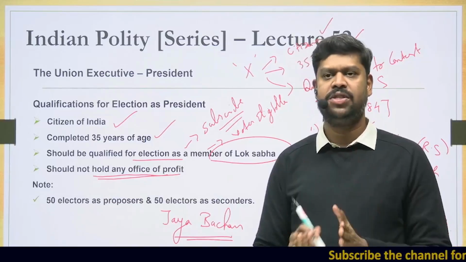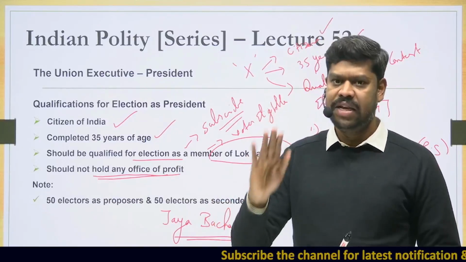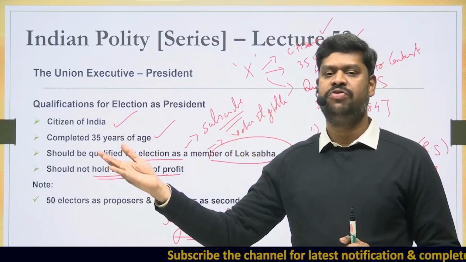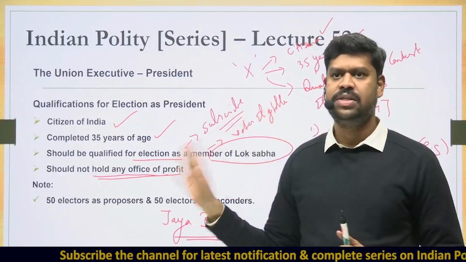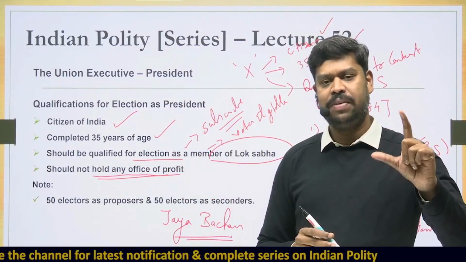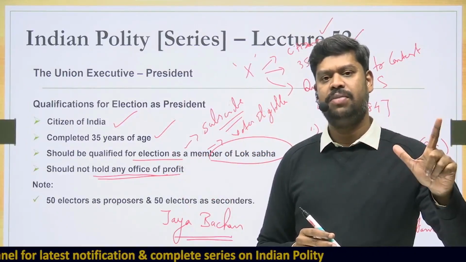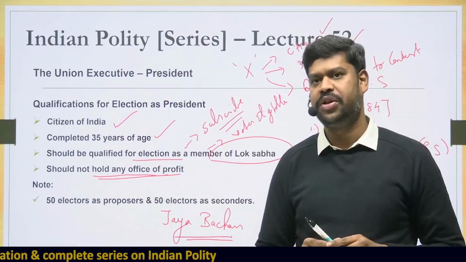Even for the members of parliament, there is a condition in the constitution that if any member of parliament is holding an office of profit, then they are liable to be disqualified. What is an office of profit is the same in both cases. I am repeating it again: for any member of parliament, if they hold on to any office of profit, that's a ground for their disqualification.